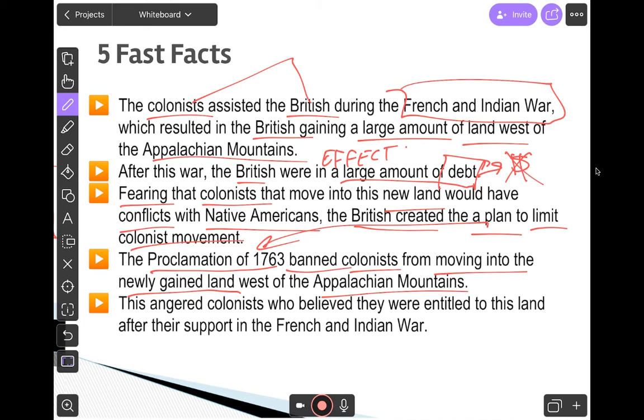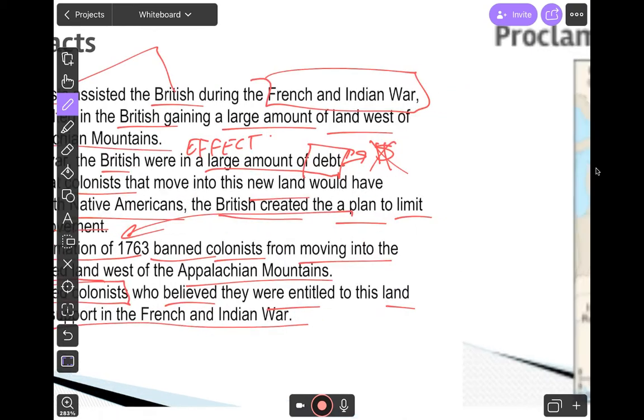All right, and the reaction to the proclamation is that this angered colonists. They believed they were entitled to this land after they helped the British fight the French and Indian War. The colonists say, well, we helped fight this war. We helped secure this new land. We should have the opportunity to move out there if we want to, right? And when the British, the mother country, tell them you can't go to this new land, the colonists are rightfully angered. There's a lot of tension, a lot of anger that grows from this proclamation.